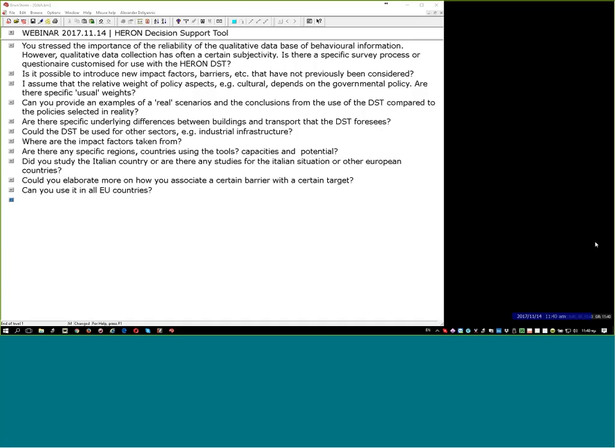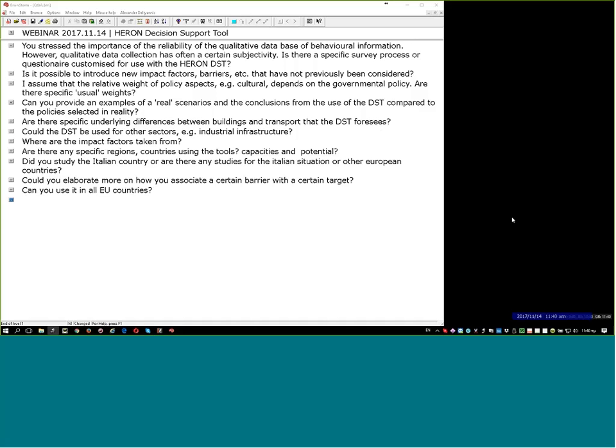Next question. Can you provide an example of real scenarios and the conclusions from the use of the DST? Yes, this is exactly the presentation that follows, so give us a minute. And then, are there specific underlying differences between buildings and transport that the DST foresees? Dr. Konidari? Okay, we had the same number of barriers for buildings and transport.